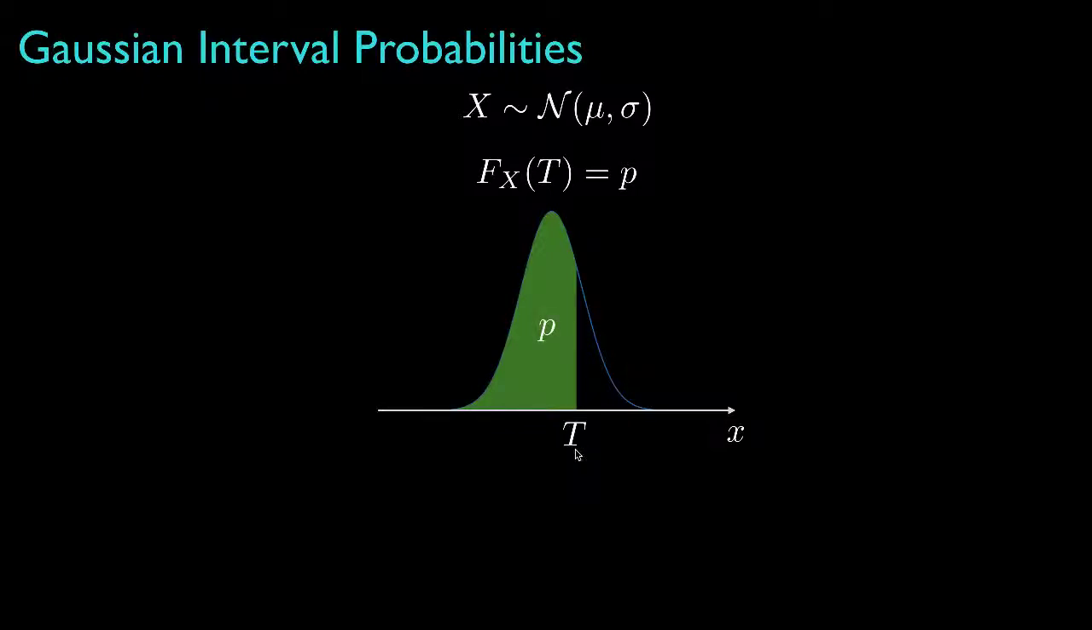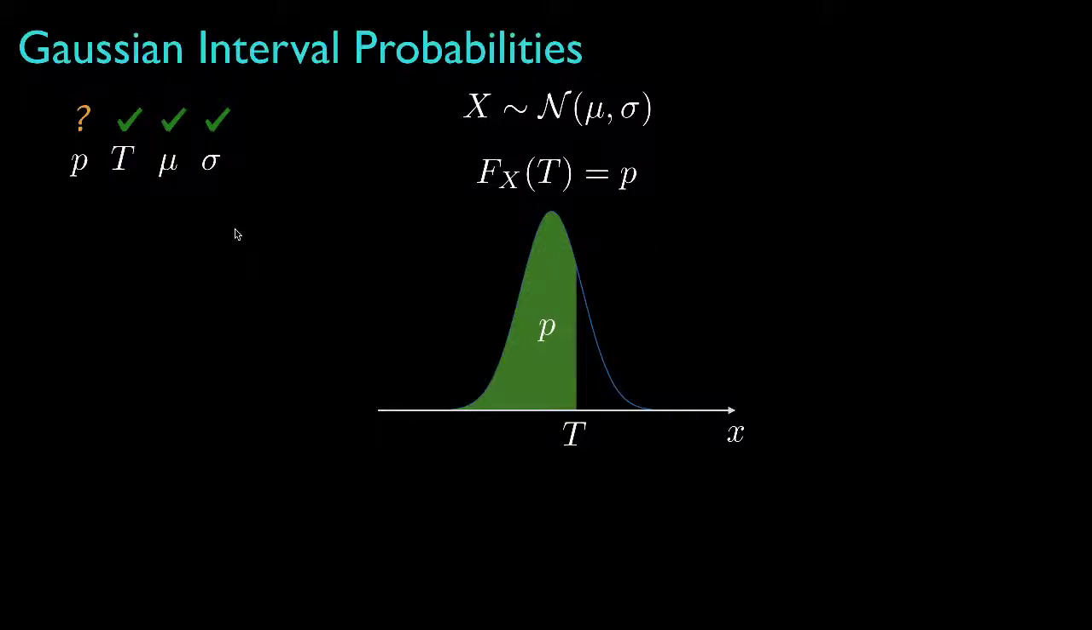Now at this point we have four quantities that are related through this interval probability: the mean, the standard deviation, the threshold, and the corresponding probability. Now when we work with Gaussian interval probabilities, three of these quantities will be specified and we'll need to determine the fourth.